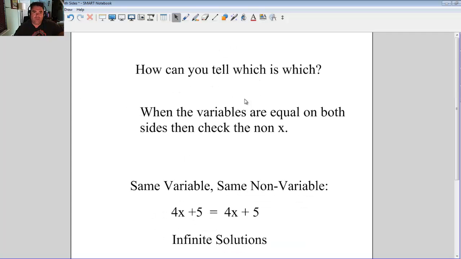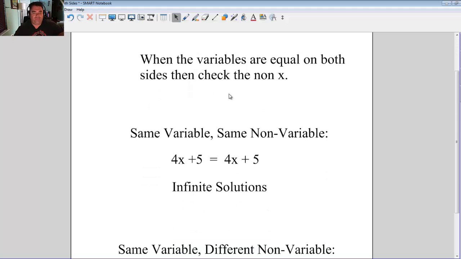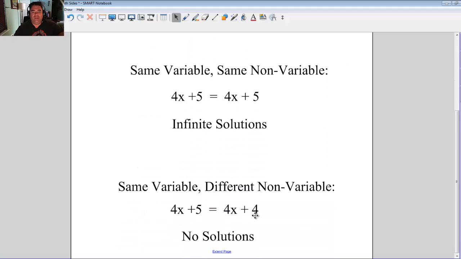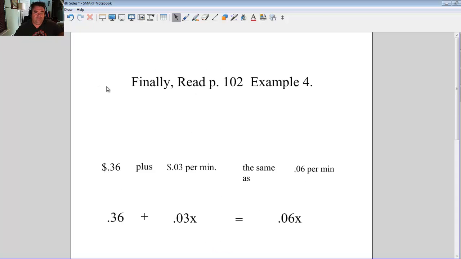How can you tell which is which? When the variables are equal on both sides, then check the non-x. Same variable, same non-variable. In other words, same x, same non-x, infinite. Same variable, different non-variable, no solution. Can't work. Finally, if you happen to have your textbook, read page 102, example 4.